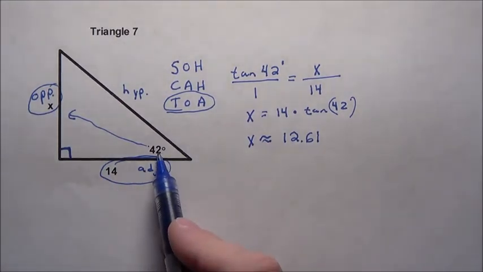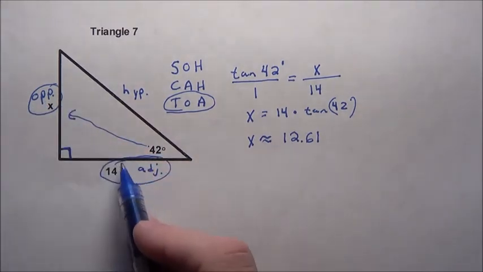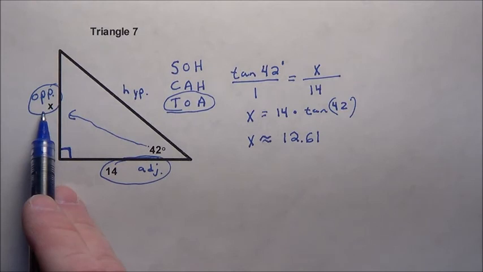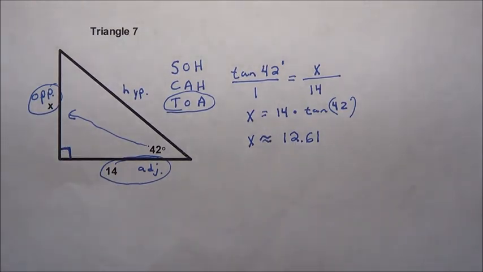If that had been 45 and 45, the sides would have had to be the same. Since it's a little bit lower, this side over here has got to be a little bit smaller than 14. So 12.61 seems to work out okay and seems to make sense. There's triangle number 7.